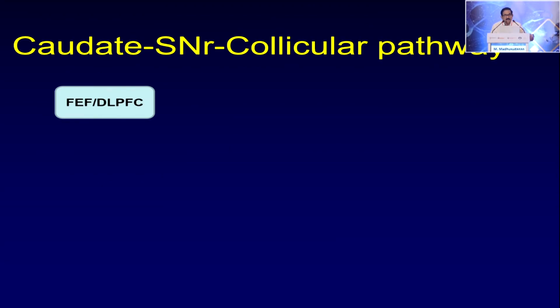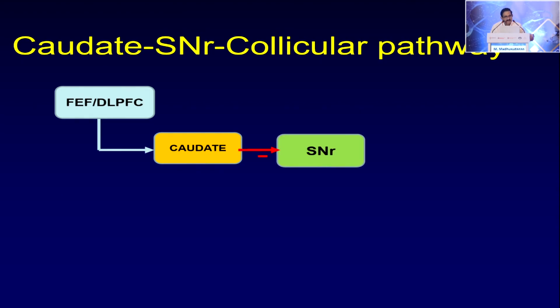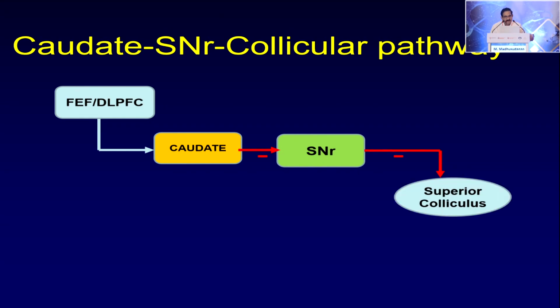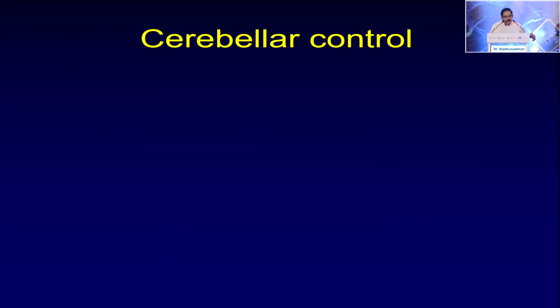The other input is from the basal ganglia. The frontal eye field stimulates the caudate nucleus. The caudate nucleus in turn inhibits the substantia nigra reticulata, which again inhibits the superior colliculus. So activation of the caudate nucleus takes away the inhibition of the substantia nigra on the superior colliculus, and it produces activation of the PPRF.